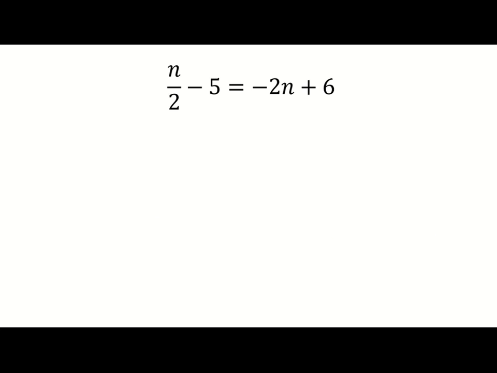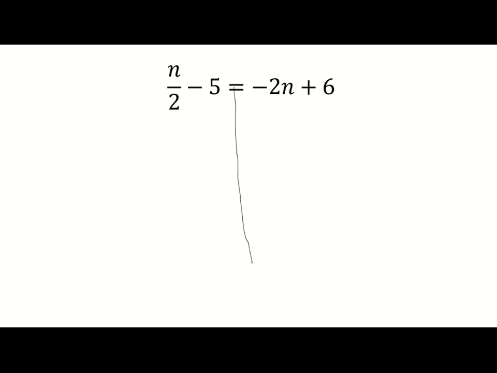Our second example is n over 2 minus 5 equals negative 2n plus 6. To solve this equation, I'm going to start by clearing the fraction. Even though there's only one fraction in the problem, I can already foresee that if I were to add the 2n to both sides, I'd have the whole number 2 with the 1/2 I need to add, and it's just going to create unnecessary work for us.